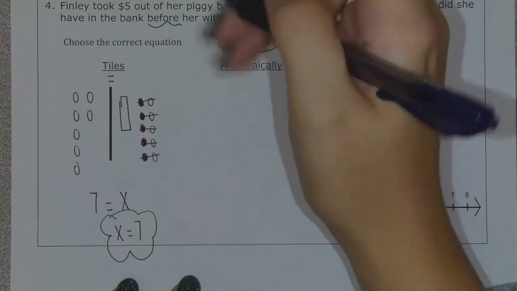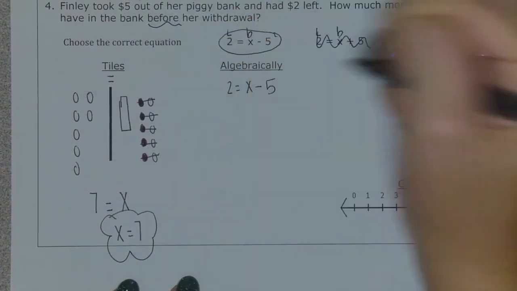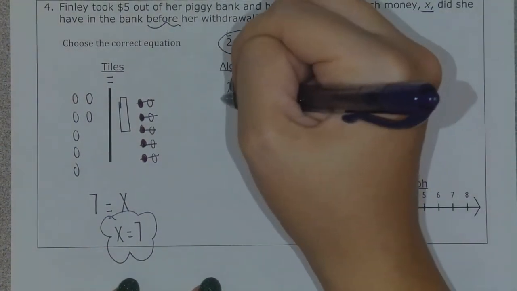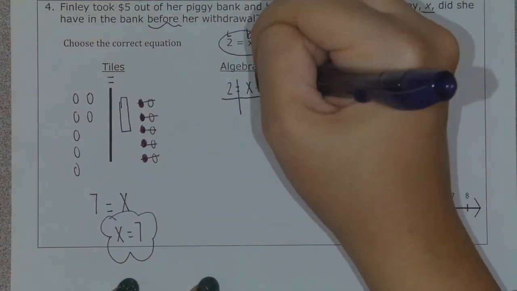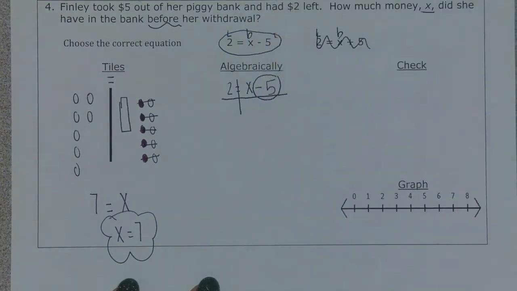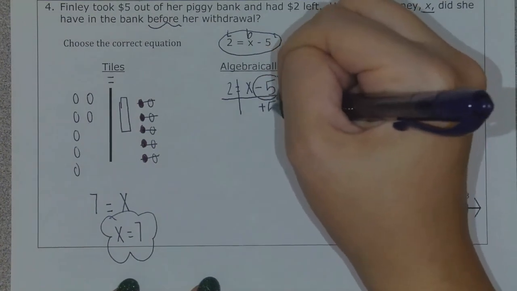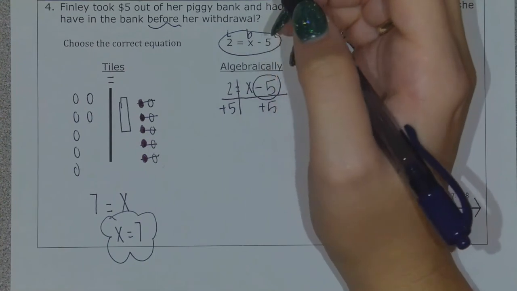Okay, let's look at it algebraically. I have 2 equals X minus 5. Again, I'm going to set up my T-chart, so I'm going to draw a straight line through the equal sign and a horizontal line underneath. I'm going to circle what is bothering the X, which would be minus 5. I'm going to do the opposite. The opposite of subtracting 5 would be adding 5. What I do to one side, I have to do to the other side.